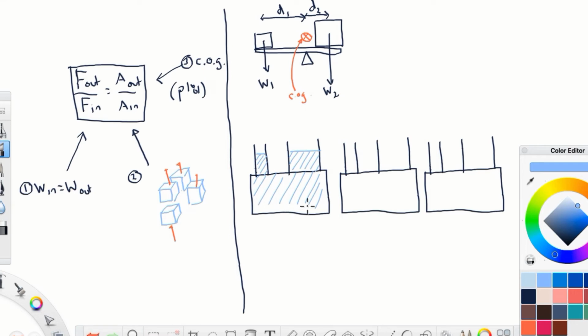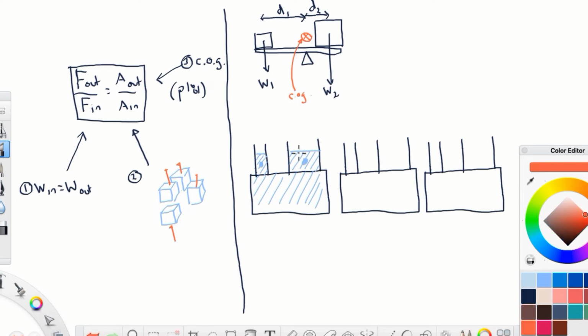And what we're going to do, let's just ignore this region right here and just concentrate on this region of fluid right here. Now, this region of fluid has a certain weight, and this region of fluid also has a certain weight. You can almost think of these two little regions of fluid as being two masses, like this.